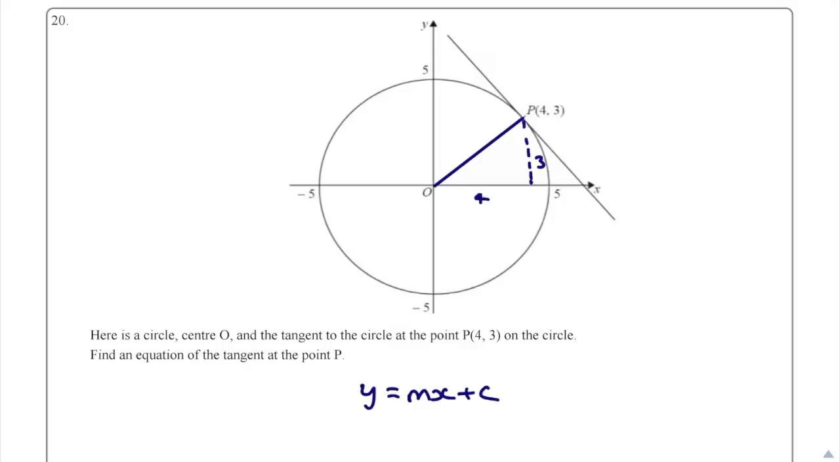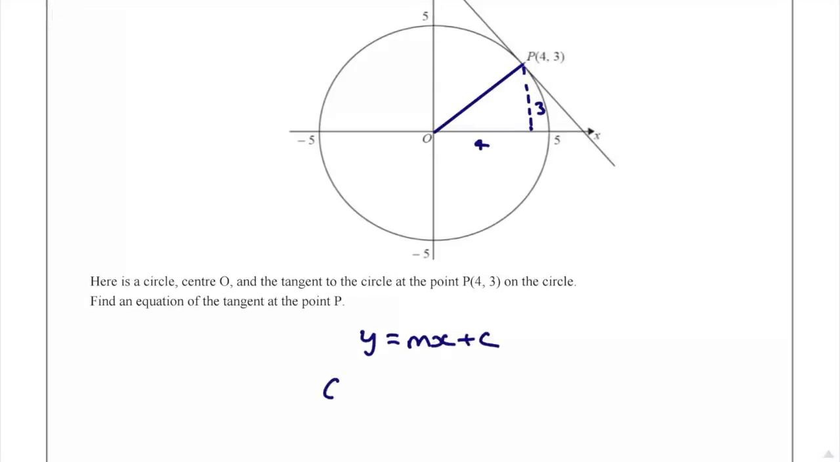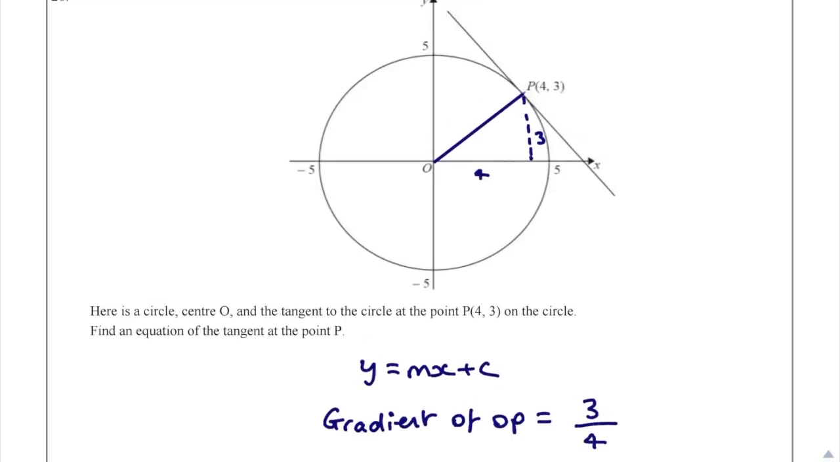Now what that means is that the gradient of the line OP is equal to the change in y divided by the change in x. Well, that's just 3 over 4, it's just 3/4. Now, we're not interested in the gradient O to P, but it's going to help us a lot when we want to try and find the gradient of the tangent.